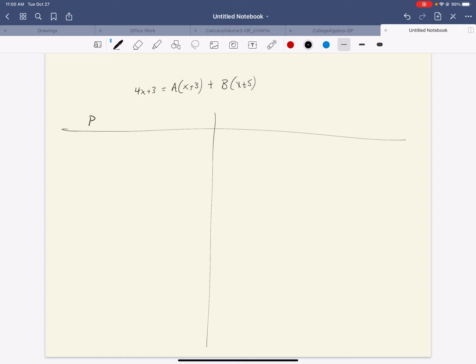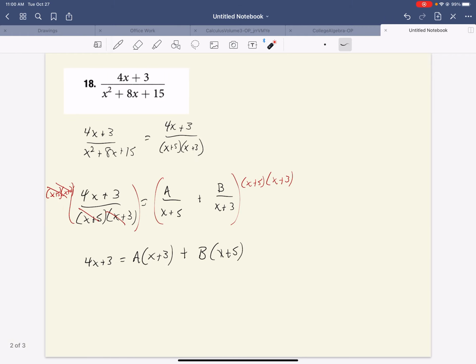So one way is picking values, and that goes like this. So we have 4x + 3 equals A(x + 5) plus B, or whoops, that's (x + 3), and B(x + 5). Okay, on this, since I'm going to pick a value, the value that I pick for x in here has to be the same value that works here, where we actually broke it down.